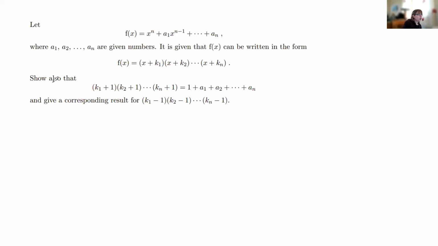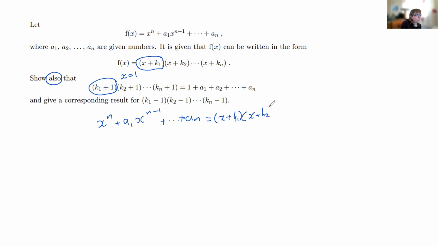Okay, this says show also that. That's often a hint that we want to do something very, very similar to what we've just done. So what we did before is we took x equals 0. In this case, if we look at this bracket and this bracket, then it looks suspiciously like we might want to take x equals 1. So let's equate our two expressions again. Just double checking I'm getting them right. x plus k1 dot dot dot x plus kn.